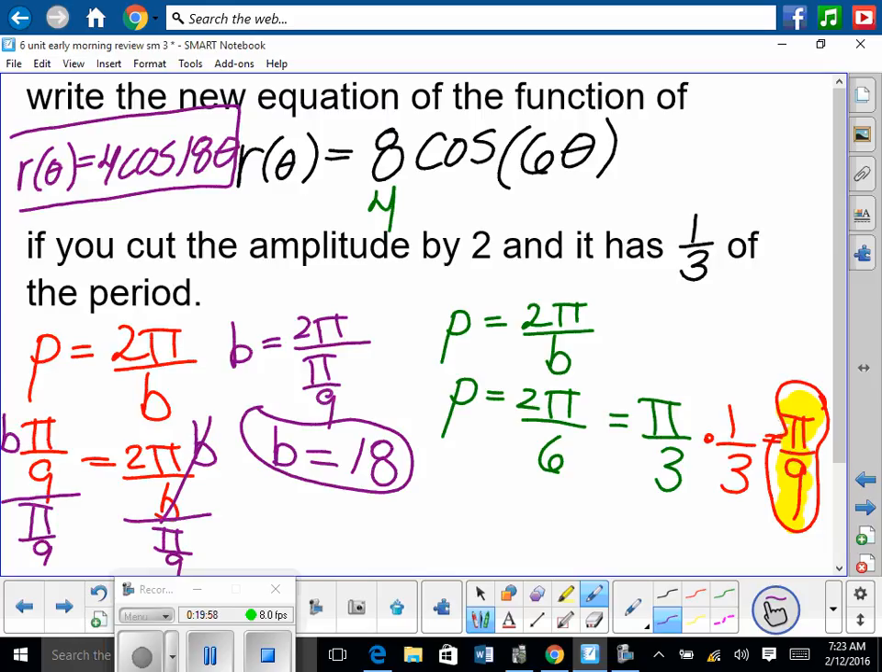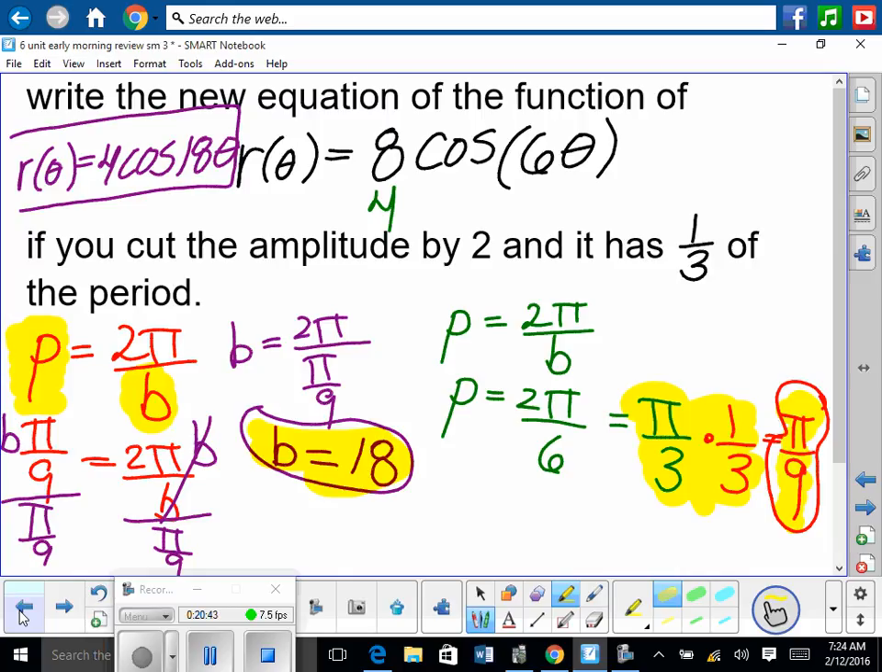Okay, next. Why do you change b? Because it says it has a third of the period, right? So we had to say, well, that's not period, that's the number of cycles. So we said, okay, but we know how to find the original period, 2 pi divided by that, right? So then we have our original period was pi thirds. So then we took and cut our period by a third. That's why we multiplied it by a third. So then we have, this was our period of our new function. So now that we have the period of our new function, we can plug in and find b of our new function. Does that make sense? Okay.